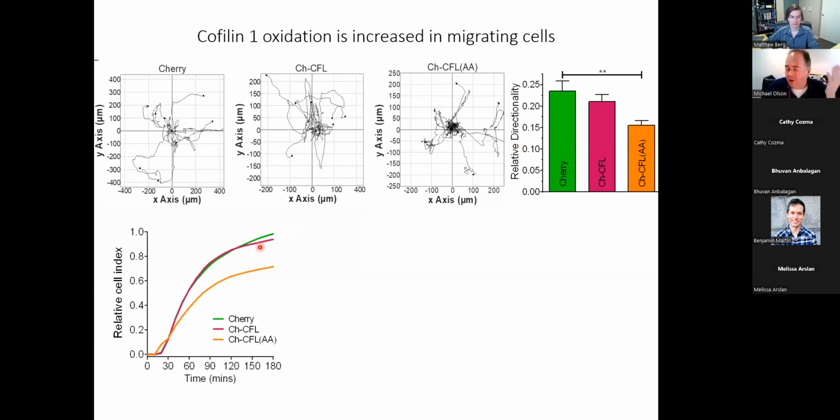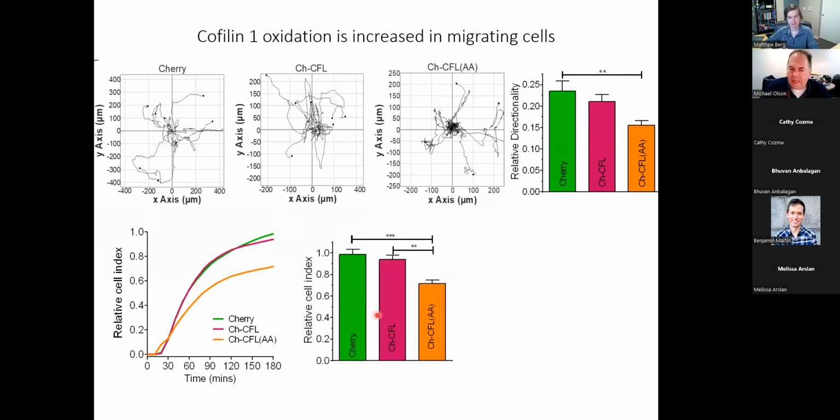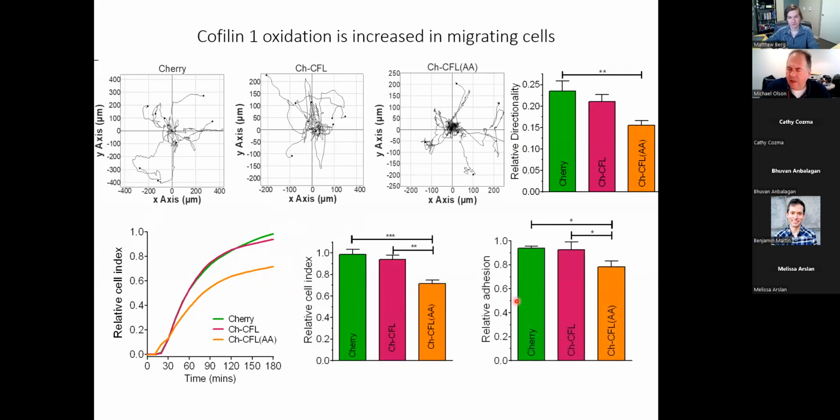As I said, anecdotally, we could see that they spread less well. So we used a machine called an xCELLigence to look at a parameter called cell index and found that the mutant cofilin cells do in fact spread less well. And that's what this shows. And then finally, we measured their force of adhesion, and the ones that are expressing the cofilin that can't be turned off are actually less adherent to the substrate.